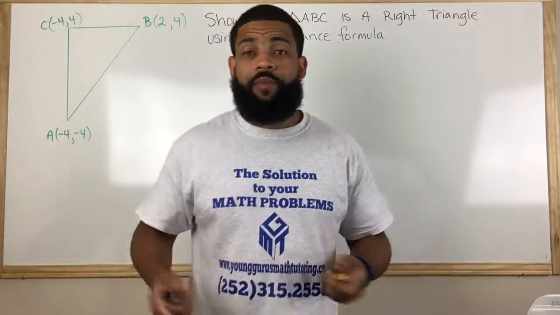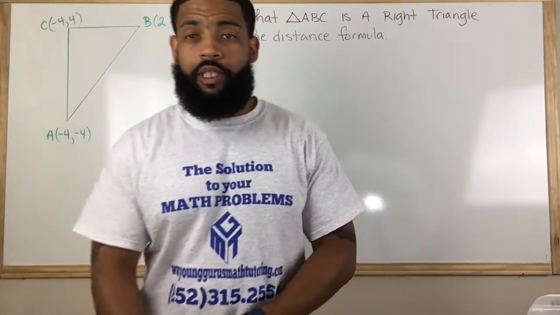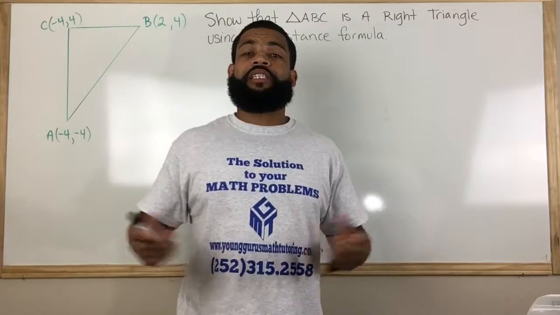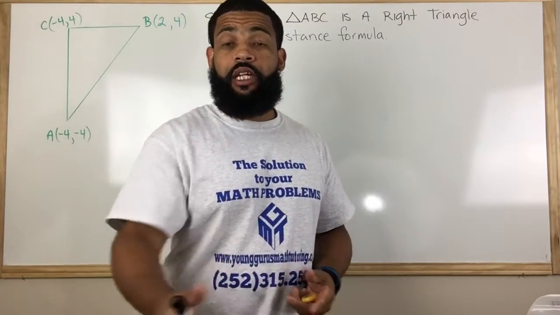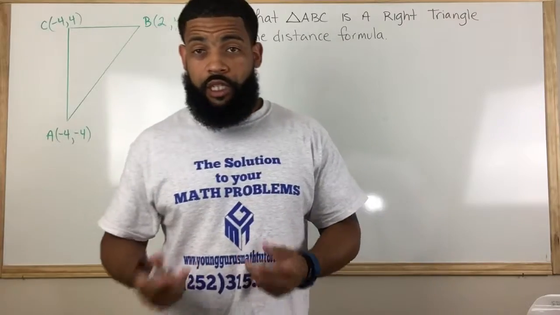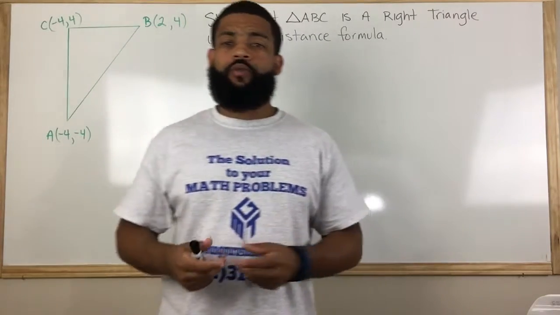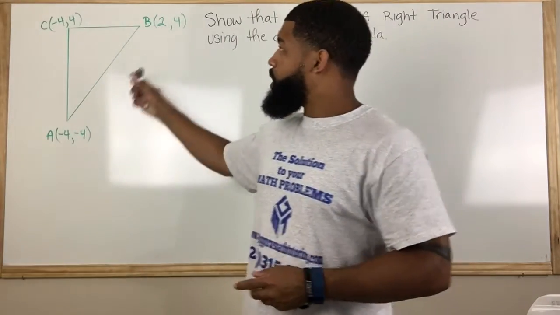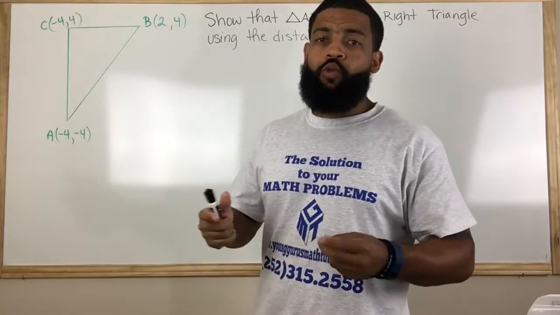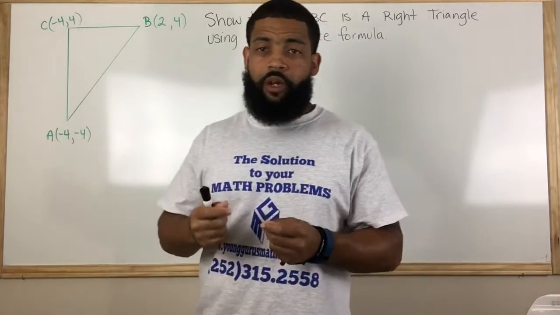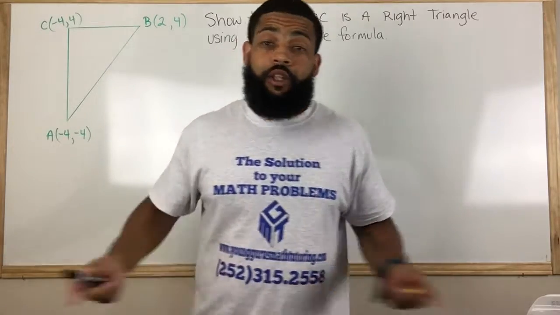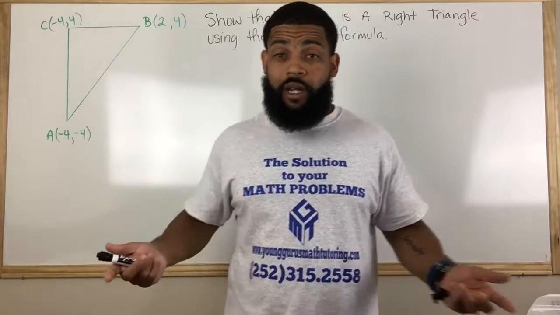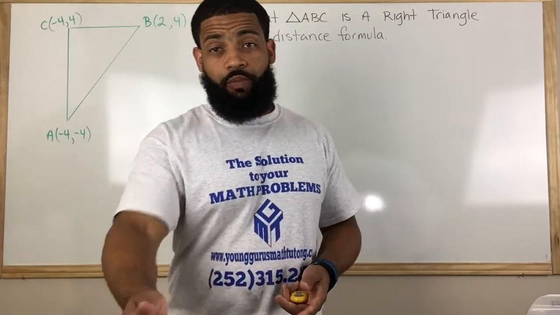Today we're talking about applications of the distance formula. Now, I'm going to just review with you an example of the type of applied problem that you may see in the classroom dealing with the distance formula. So let's go ahead and get right into it. As you can see, we have triangle ABC, and we want to show that triangle ABC is a right triangle using the distance formula. Now, there's other ways that we can prove that this is a right triangle, but we're going to take this approach, all right?